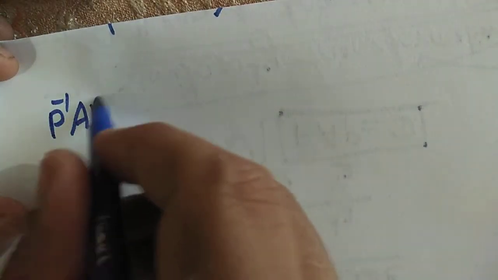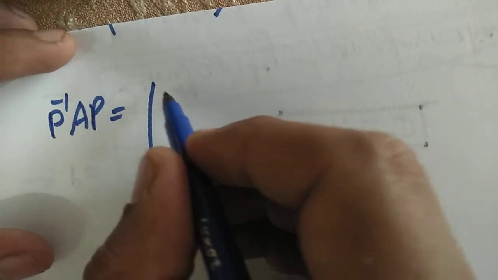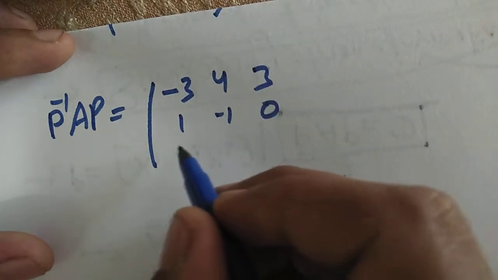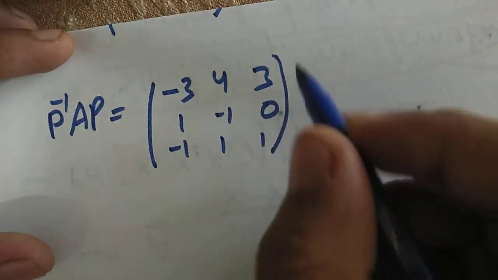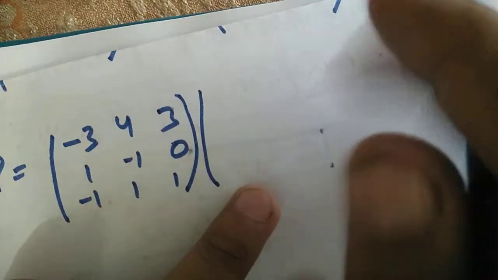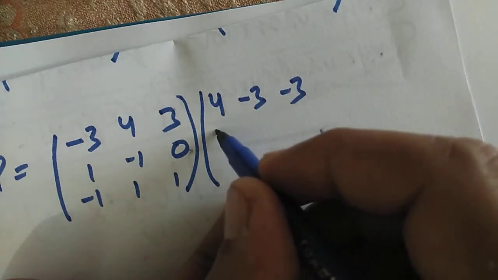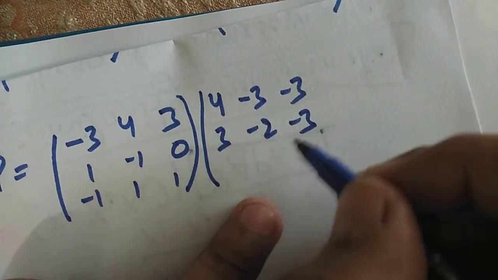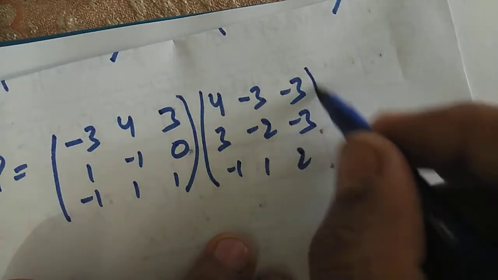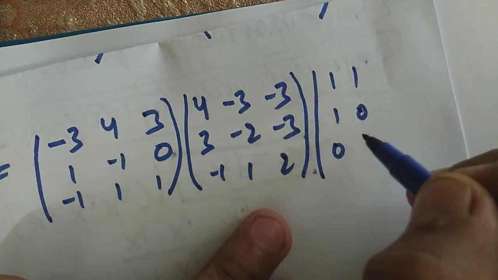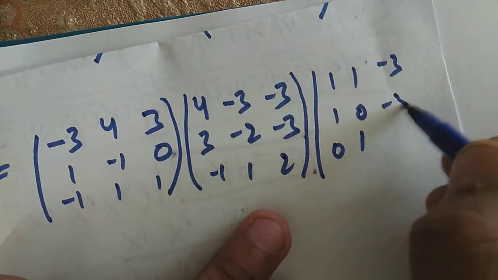If you find P inverse AP, with P inverse equal to minus 4, 3, 4, 1, minus 1, 0, minus 1, 1, 1, and A is the given matrix 4, minus 3, minus 3, 3, minus 2, minus 3, minus 1, 1, 2. This is the given matrix, and P is our model matrix 1, 0, 1, minus 3, minus 3, 1. So this is your P inverse AP.